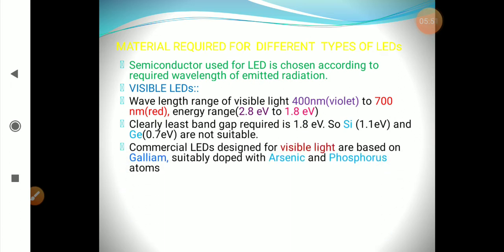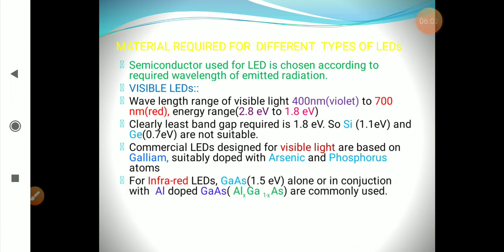Commercial LEDs designed for visible light are based on gallium. They are suitably doped with arsenic and phosphorus atoms. For infrared LEDs, gallium arsenide, that is 1.5 electron volt, alone or in conjunction with aluminum doped, like gallium arsenide, aluminum gallium arsenide are commonly used.